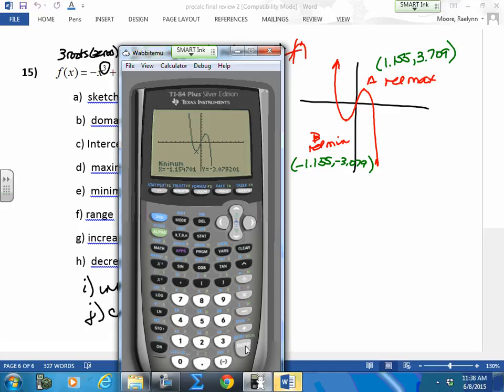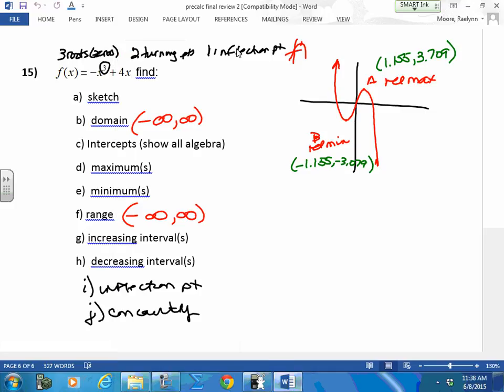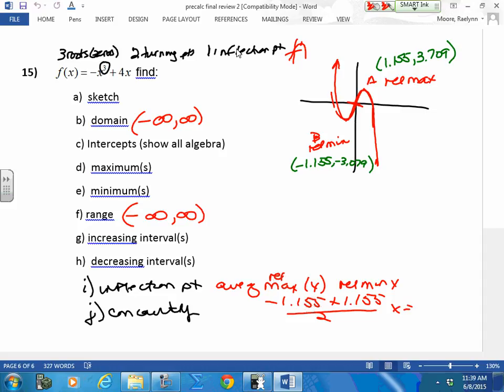Now, to find your inflection point, we're going to have 2 turns, 1 inflection. It's where I've changed my mind. My concavity said I was caving up here, but then I caved down here, so halfway through, I changed my mind. So it's the average of the x's. Average of my relative max x and my relative min x. So I'm going to take them. I can see clearly where it is, but I still have to show it algebraically. And x is equal to 0.